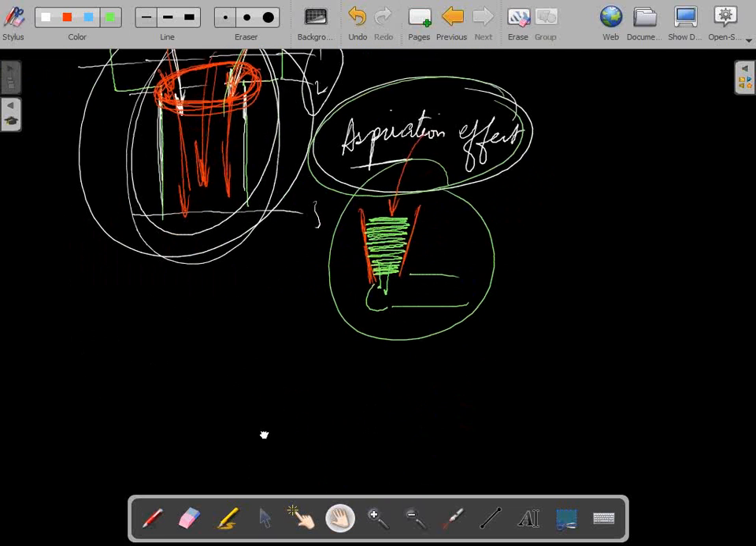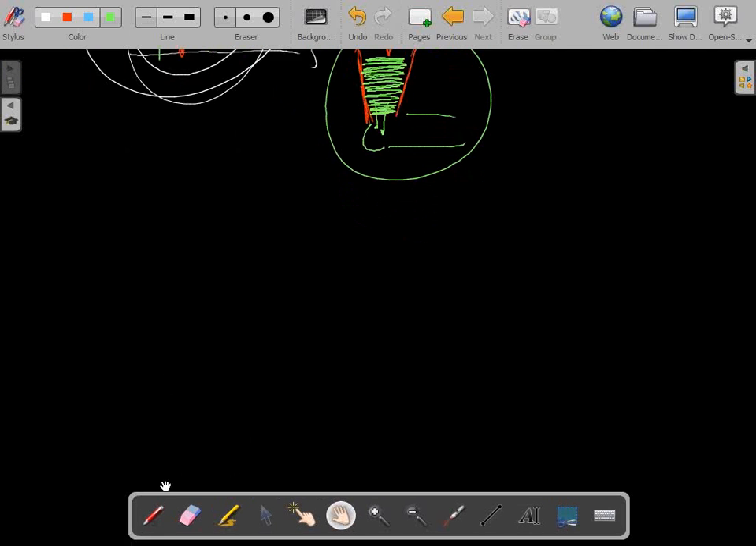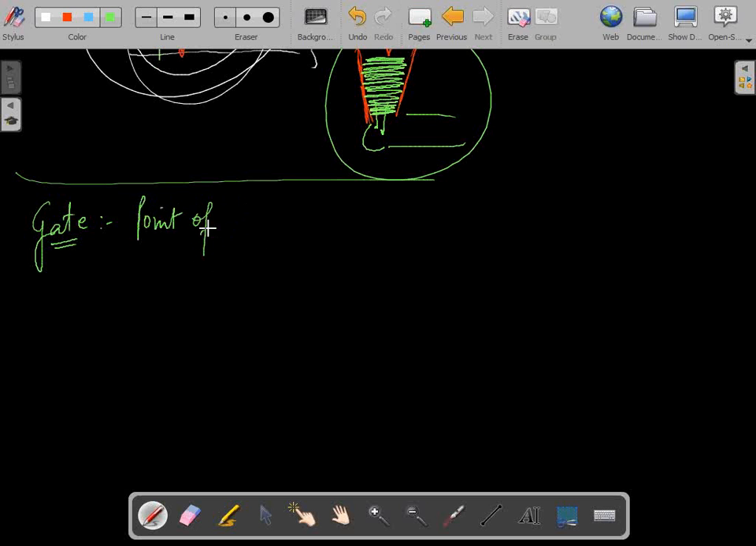Now, this was about the sprue. If you look at another component within the mold, which is the gate. Now, gate is the point of entry of molten metal into the mold cavity.